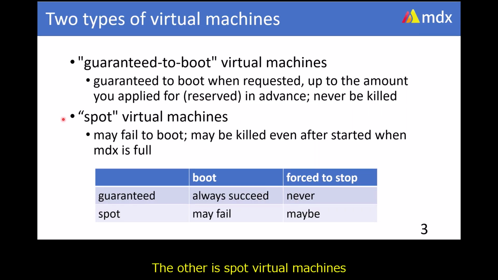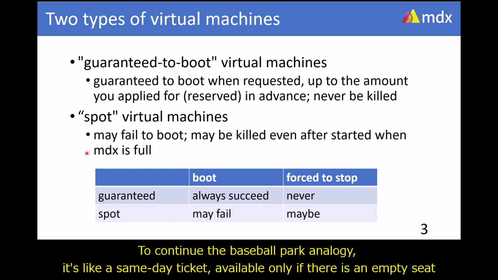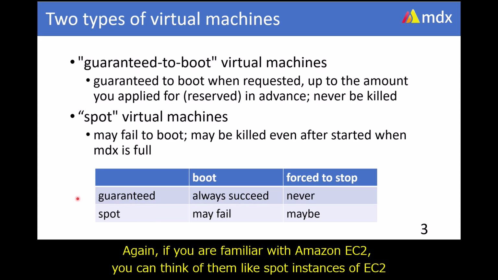The other is spot virtual machines. You don't have to have advanced reservations to use them, but they may fail to boot, or even be forced to stop after started when MDX becomes full. To continue the baseball park analogy, it's like a same-day ticket, available only if there is an empty seat. Again, if you are familiar with Amazon EC2, you can think of them like spot instances of EC2.